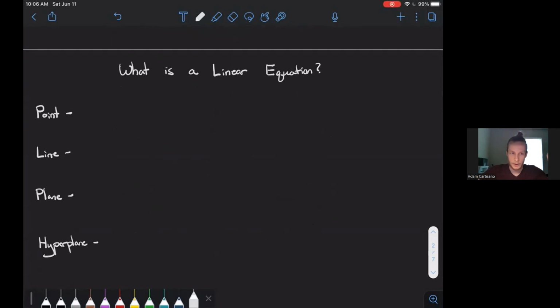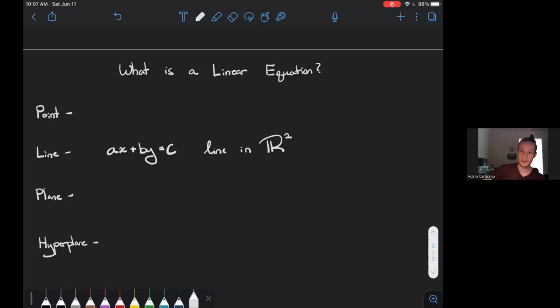Now, a linear equation is something that we're familiar with when it comes to two variables, specifically the equation of a line. You might recognize ax plus by equals c as the equation of a line in R2. This is pretty straightforward. We call it standard form.